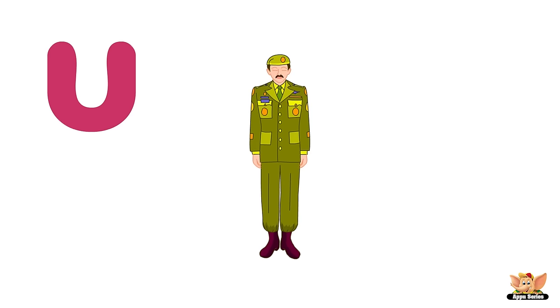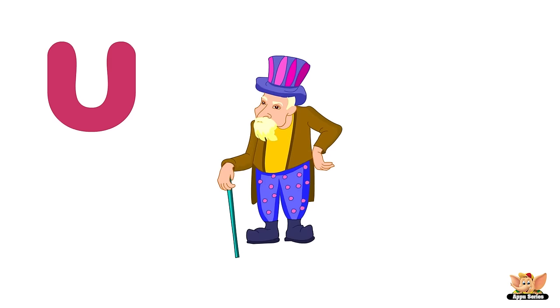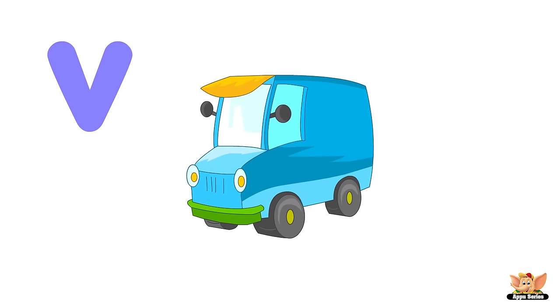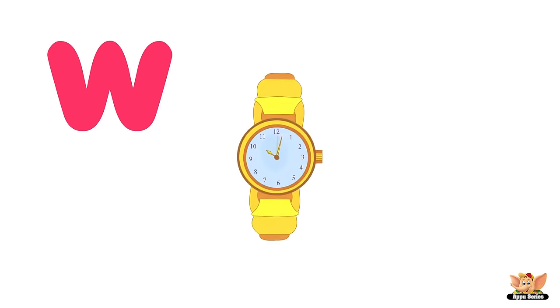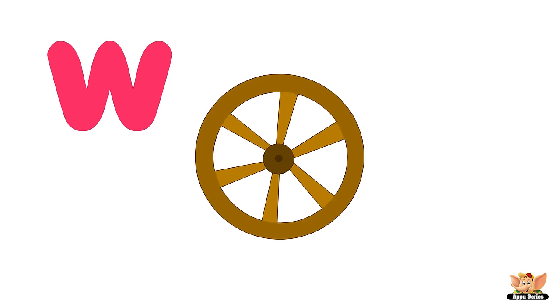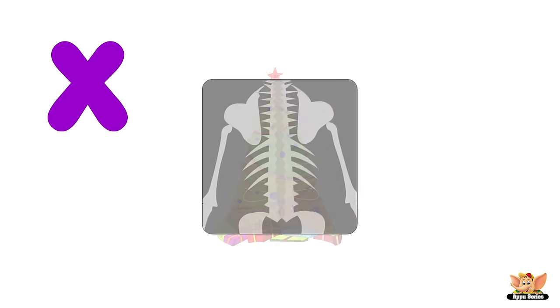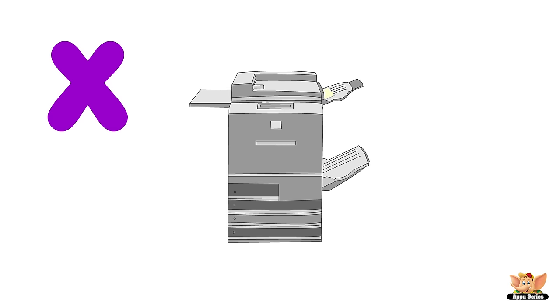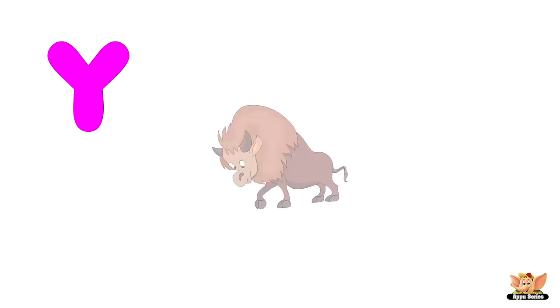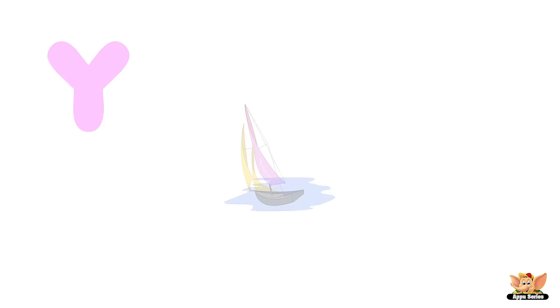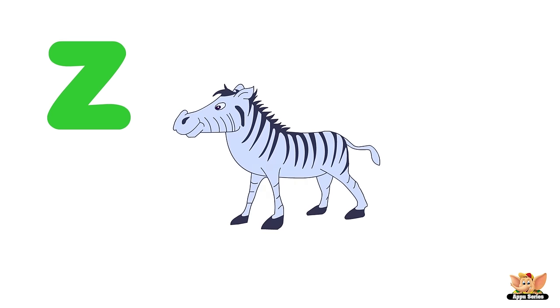U is for uniform, unicorn, uncle, umbrella. V is for violin, vegetables, vulture, van. W is for watch, whale, wheel, wall. X is for Xmas, X-ray, xylophone, Xerox. Y is for yak, yo-yo, yogurt, yacht. Z is for zebra, zoo, zigzag, zip.